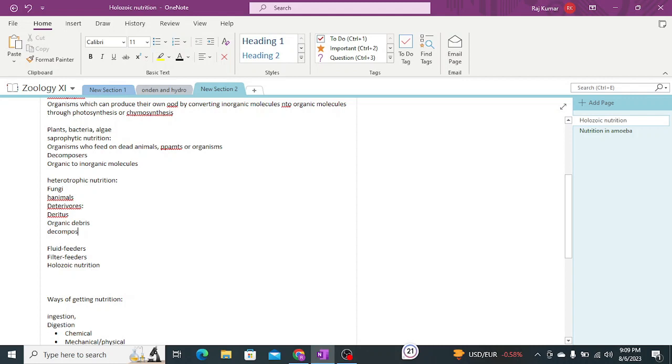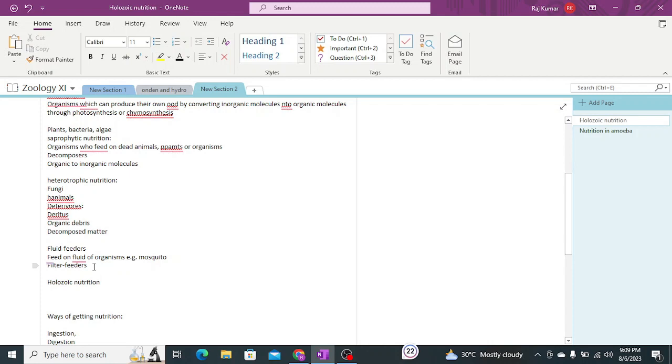So, debris is decomposed matter. Now, organic decomposed matter is known as detritus, and detritus is fed upon by detritivores. Afterwards, we have fluid feeders. Fluid feeders are those heterotrophic organisms which feed on the fluid of other organisms. An example of this can be a mosquito.